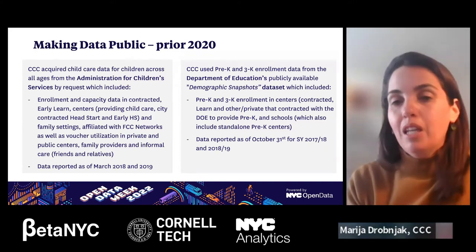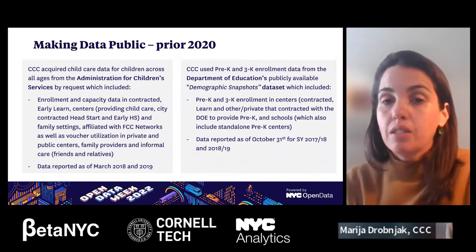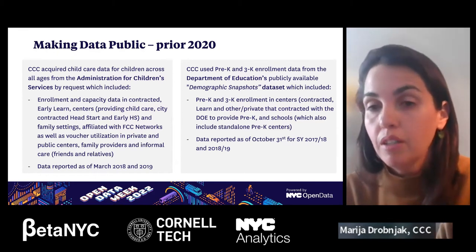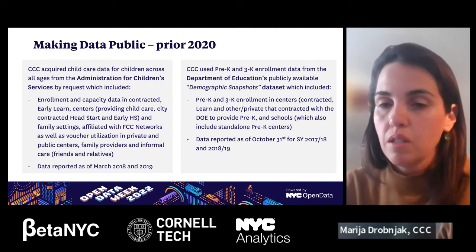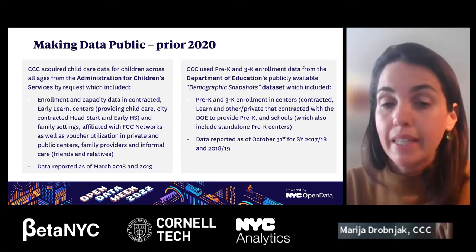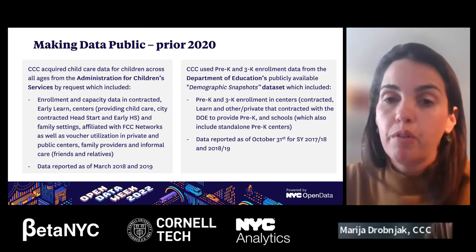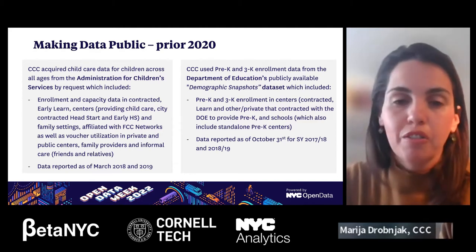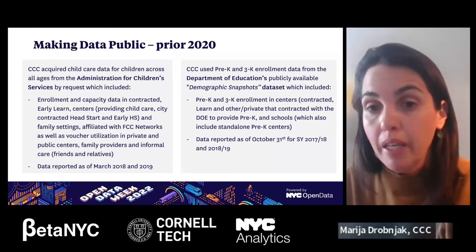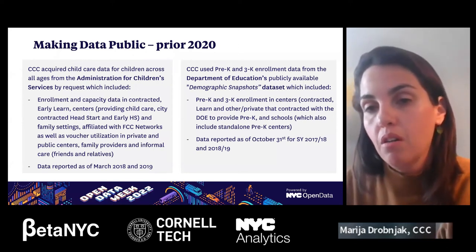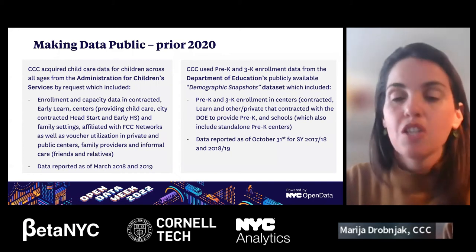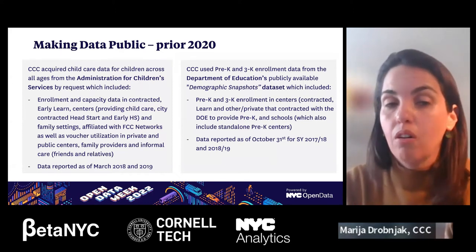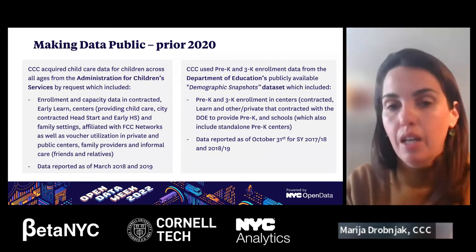And then in parallel, we needed to obtain the data on pre-K and 3K. For these two years, DOE was publishing in their demographic snapshots the data on pre-K and 3K enrollment in different sites, in centers, in schools. There are also DOE standalone centers. At that time, family providers were not providing pre-K or 3K services. And on our end, there was a lot of data processing, geocoding, making sure there were no duplicates, because the demographic snapshots also included pre-K in these EarlyLearn centers. So we had to make sure that we are not counting children twice. And we did that. So in the database, we have something called all children enrolled in publicly funded care as one of the indicators.